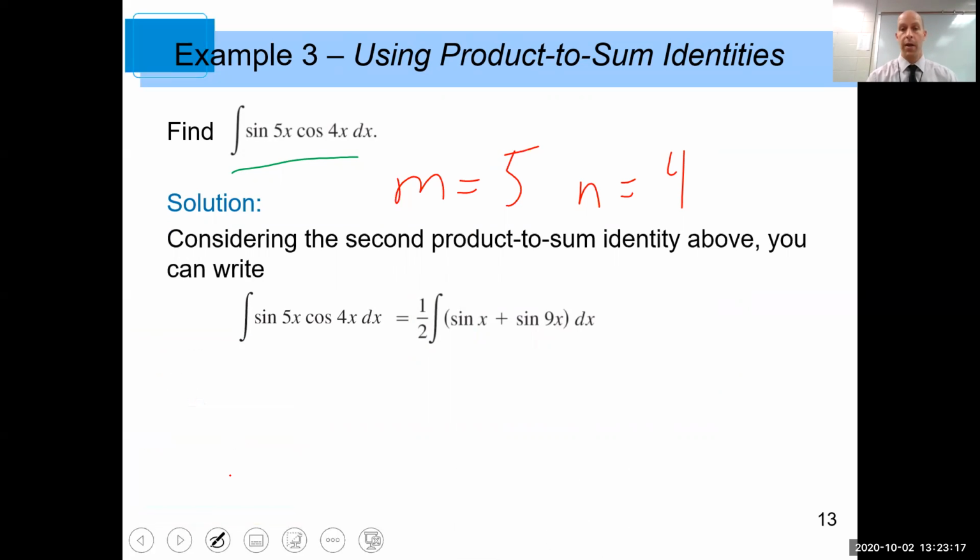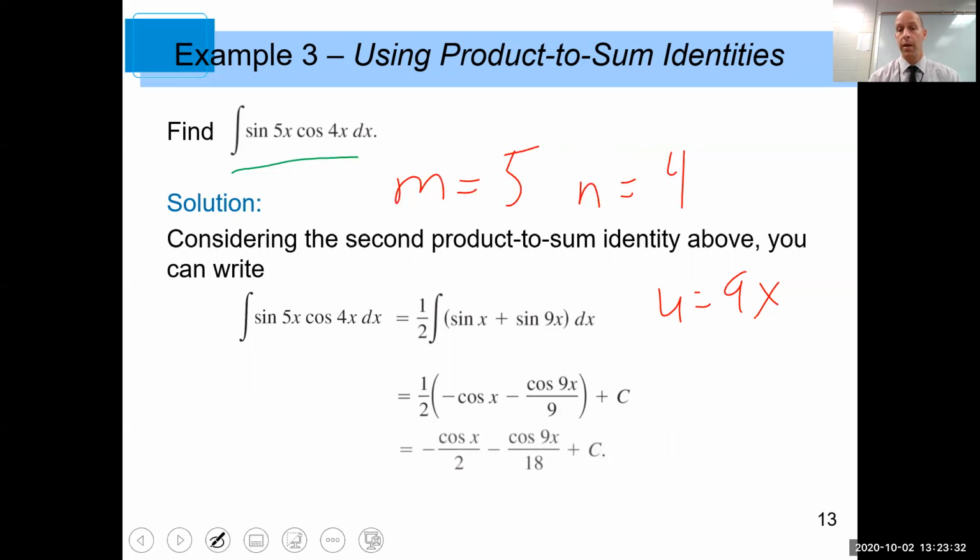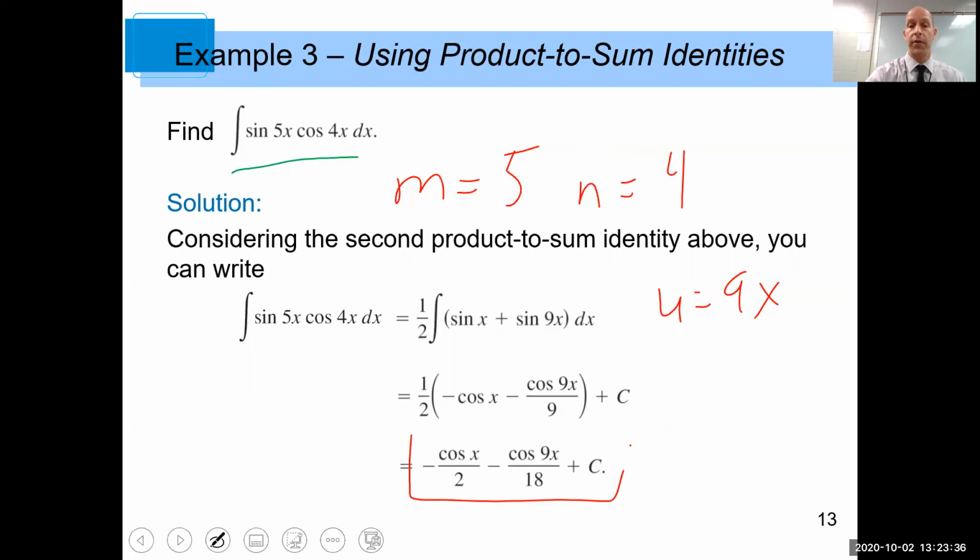Okay. Now let's go ahead and integrate. The integral of sine is negative cosine. For the integral of sine 9x, I'd have to do u-substitution, letting u be equal to 9x. So that's going to give me negative cosine 9x over 9. And then go ahead and distribute the 1/2. This is our final answer.